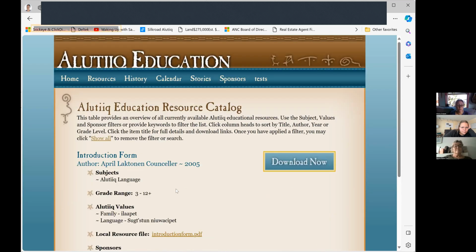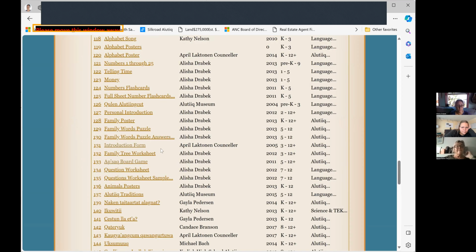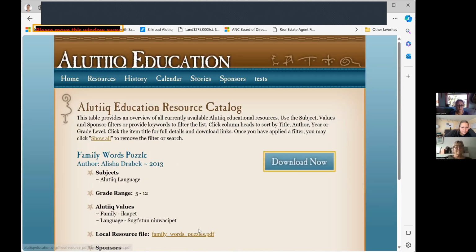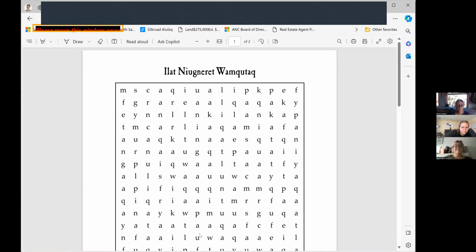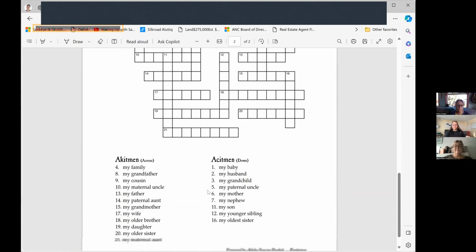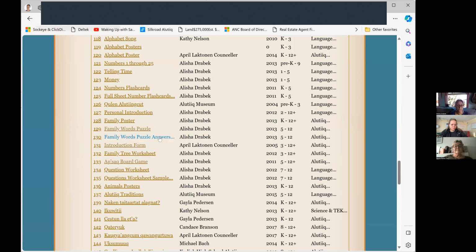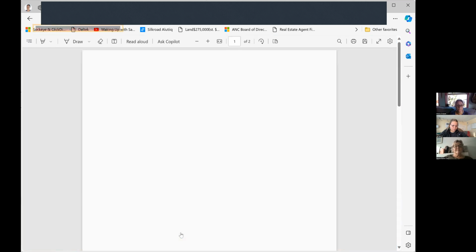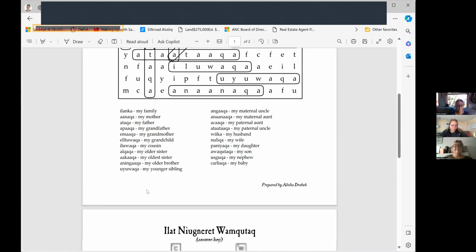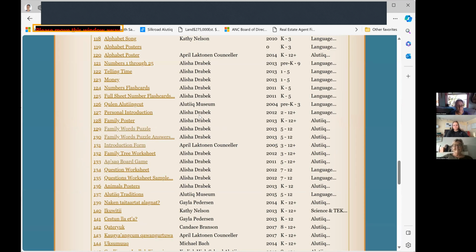Like the original introduction form that April made, you're probably familiar with that document. It lives here too. I did all sorts of word puzzles for the high school class. So there's the original, and I think the next one was the actual answer sheet. I was really big into crosswords and word searches for all the vocabulary. It was fun to do.